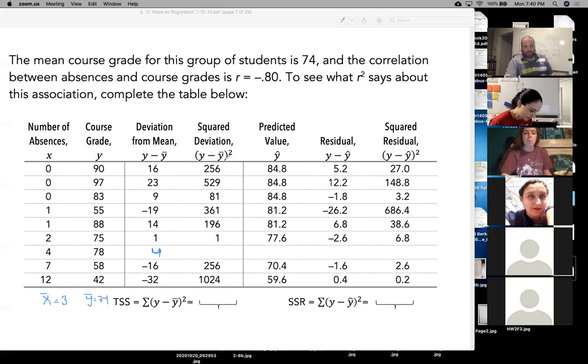So 4 squared is 16? No. 16 squared is 256. Oh, no, I'm talking about the blank one. Oh, yes. So 4 squared will be 16.